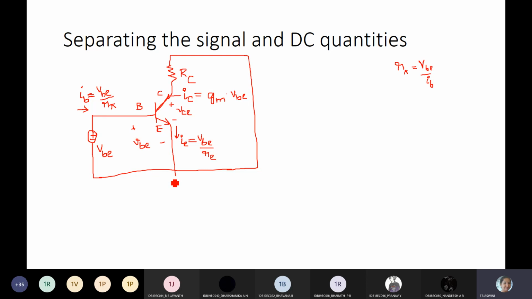Yes. For the base current, I'm giving here a small signal voltage, small VBE. We derived small IB and all. So we have written it in terms of resistance.